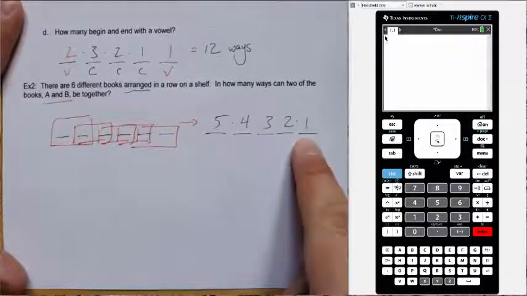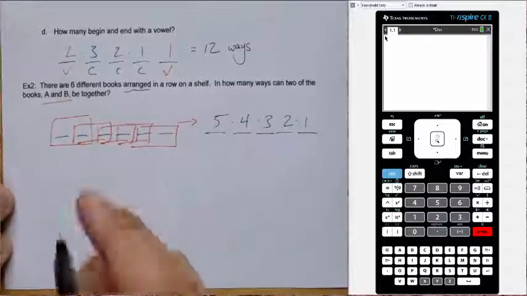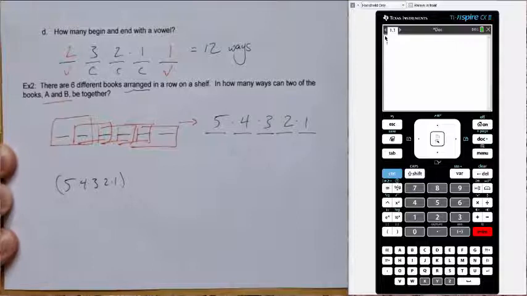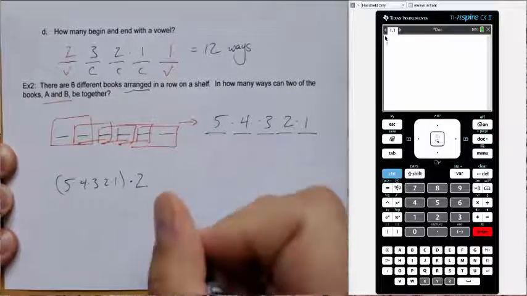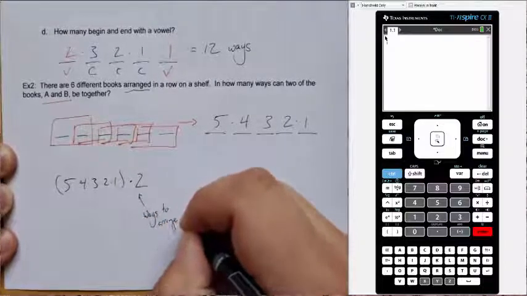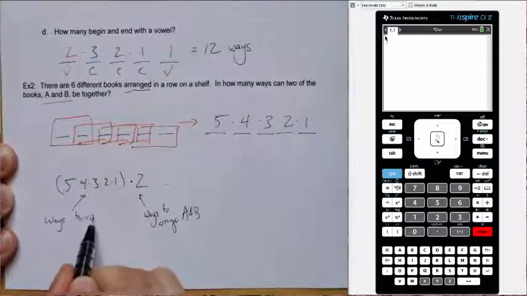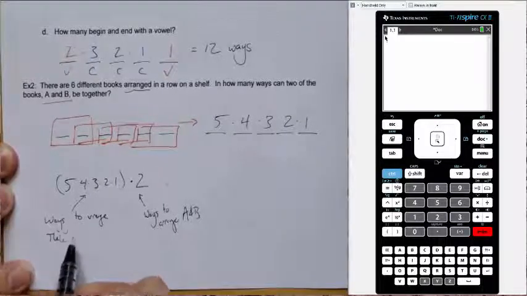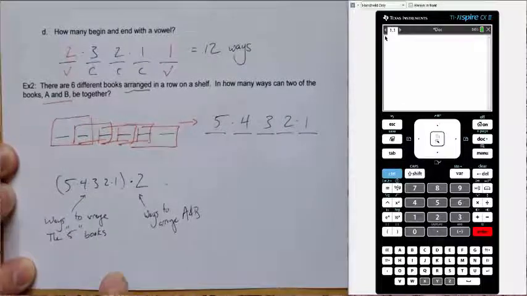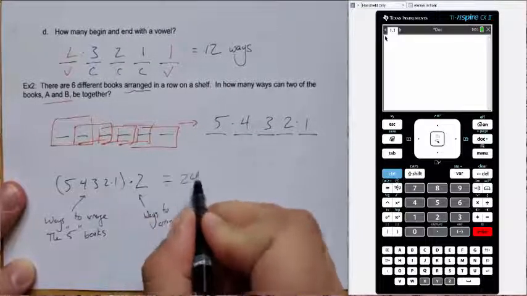And then for every one of these, there's a partner where A and B are flip-flopped. So I think that there are 5 times 4 times 3 times 2 times 1 ways to arrange the books together. And then there are 2 ways to flip-flop A and B. This is the ways to arrange the 5, and I'll use 5 in quotes, because one of those is A and B stuck together. And this works out to be 240 arrangements.